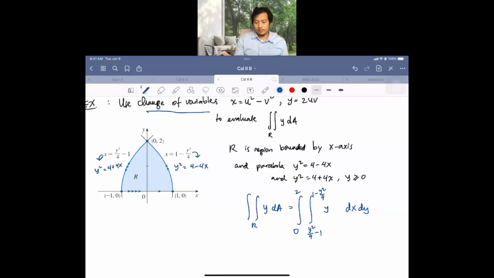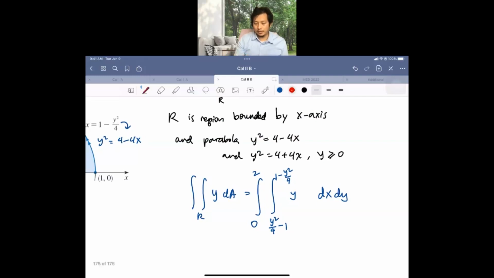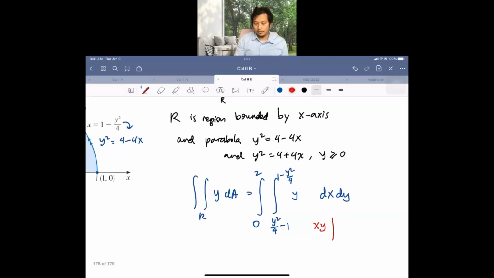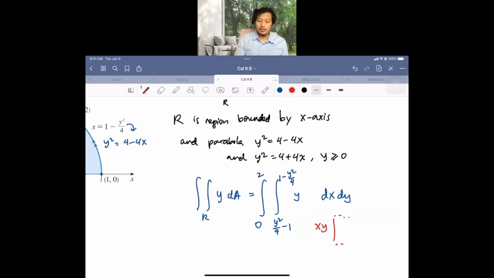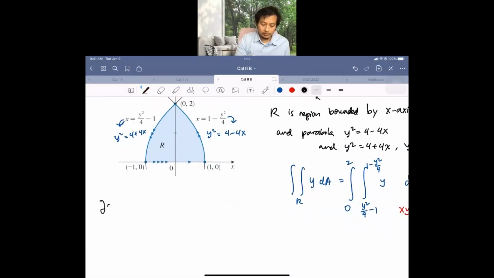Okay. I believe we can still do it, right? We can take x, y, and then take the integrations, and so on. But since we have some clue here that we have these two functions of u, v, let's just take the change of variables first, and let's compare these two. So first, take the Jacobian.